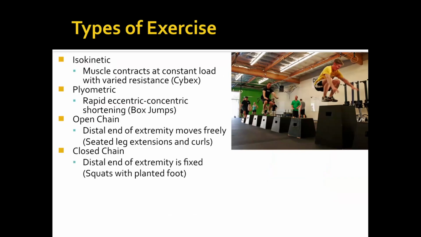Continuing on those types of exercises is isokinetic. So muscle contracts at a constant load with varied resistance. You need specific equipment for that, like a Cybex machine, just because it's hard to replicate that. You can't really do that with free weights. Remember the Bowflex? I don't think it's as popular anymore, but as those bars bend, the load changes throughout the cycle that you're exercising. So those can also, I feel like, work as an isokinetic exercise.